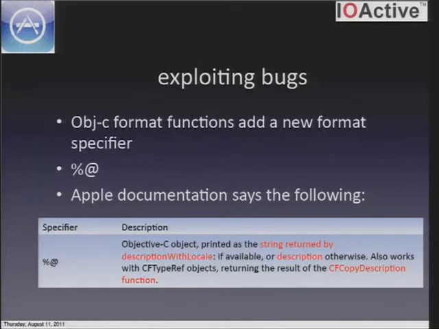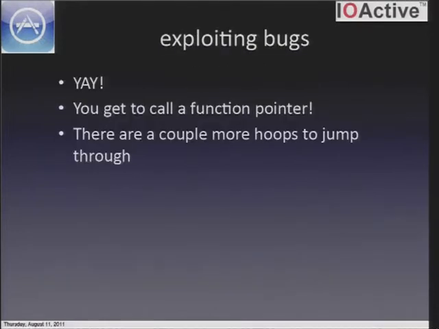And then I started looking at the man page for Objective-C format functions. And I come across a new format specifier called %@. And the %@ documentation basically says the following: Objective-C object, printed as the string returned by descriptionWithLocale if available, or description otherwise. When I saw that, I was like, jackpot. You get to call arbitrary function pointers on an NS object that are on the stack. It's not quite that easy. You have to jump through a couple of hoops.